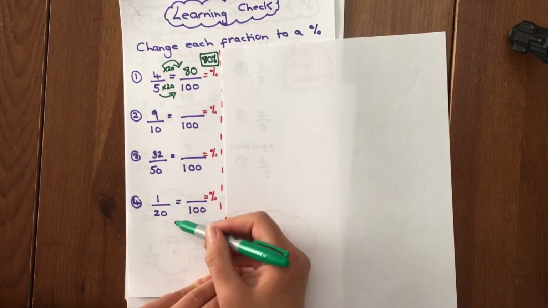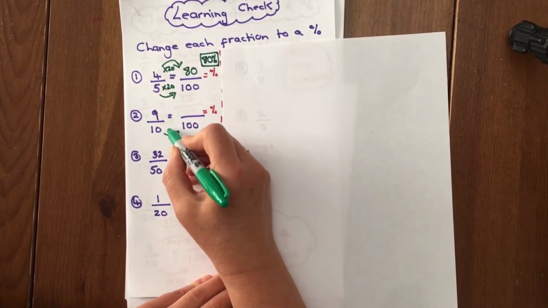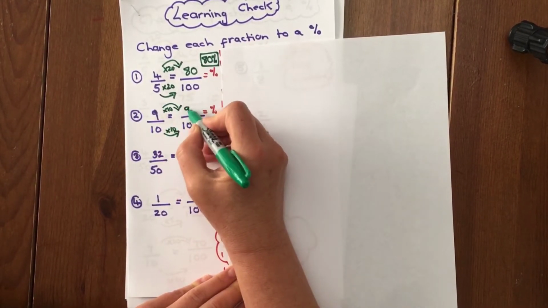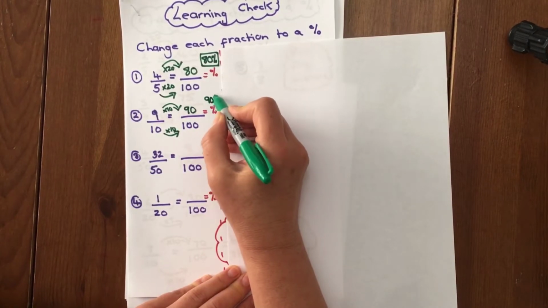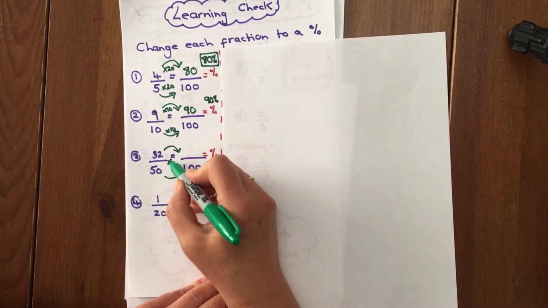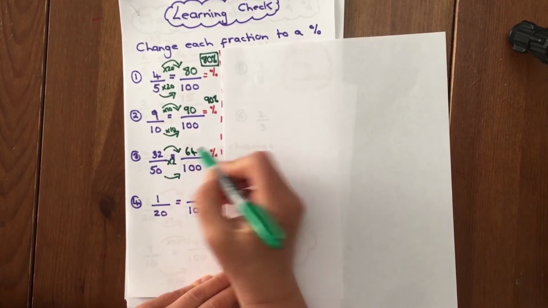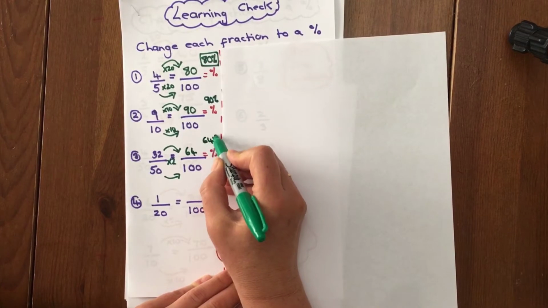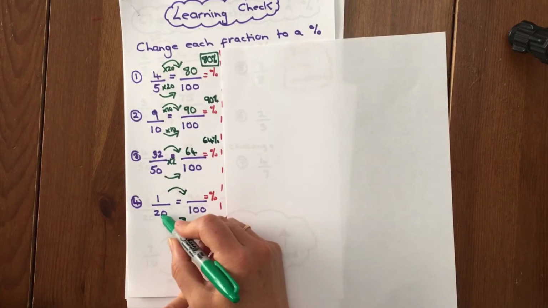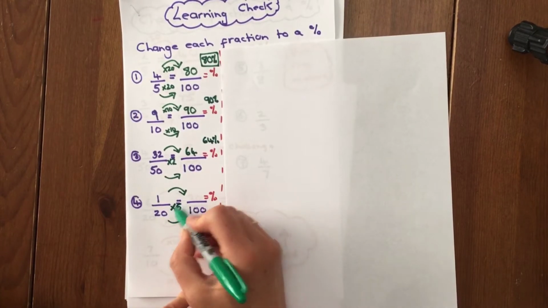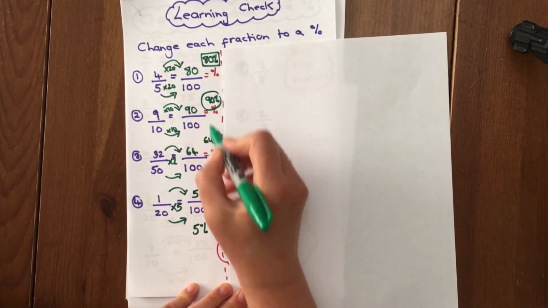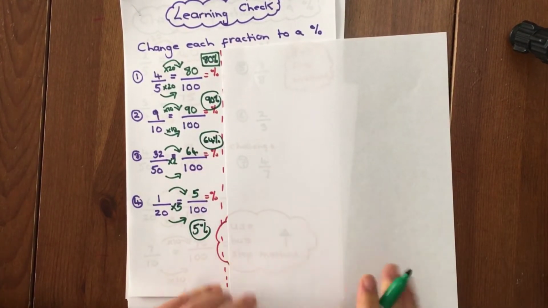So we do the same method for all of these. Times the top by 10, I get 90, so it's 90%. Top and bottom I'm going to times by 2, just going to write it once here, so I get 64, so 64%. Here times top and bottom by 5, because 20 times 5 is 100, so I get 5%. So well done for getting those four right.